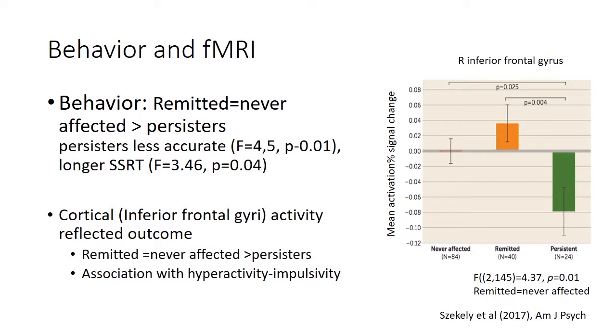So if you just look at the graphs, the overall group difference here is driven by the persistent group who were hypoactivating, as you can see in green. The other two groups, the remitters in orange and the never affected in red, did not differ significantly from one another. No differences emerged at the cortical level when we reanalyzed data based on childhood history.